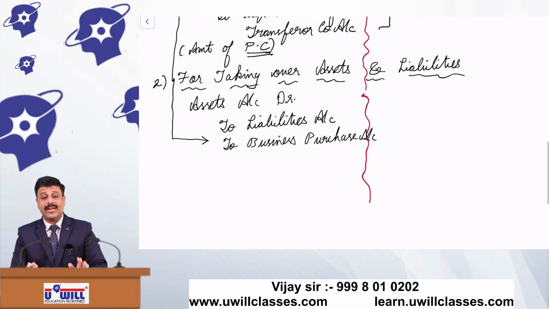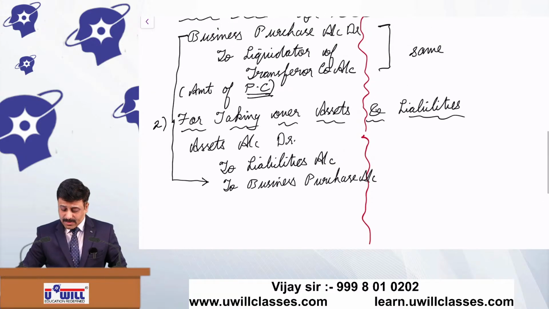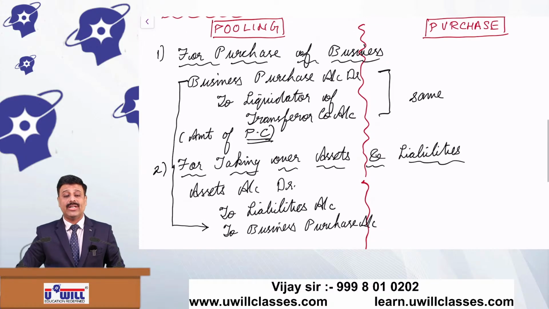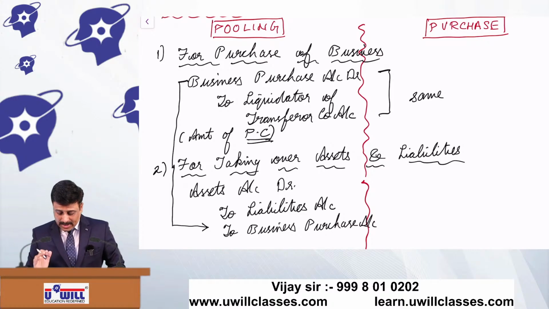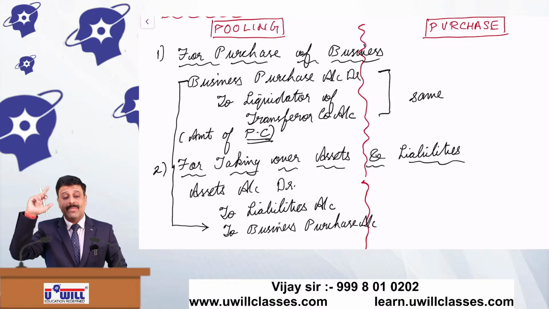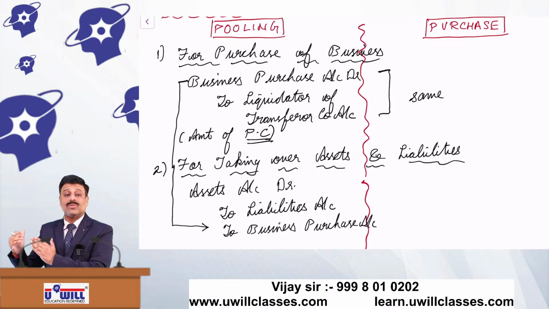This is the basic entry to be passed, whether it is pooling of interest method or purchase method of accounting. In both the cases, this entry will remain the same. Assets come in, debit what comes in? Assets account debit. Liabilities are payable, credit the payables to liabilities account, and purchase consideration we will credit to business purchase account, which was debited in the first entry, to close it. That business purchase account gets closed because now assets and liabilities have been taken over.